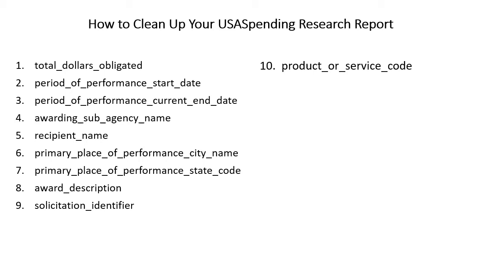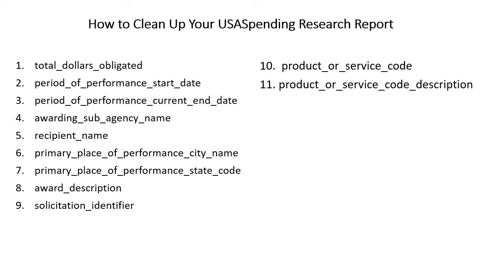10, product or service code, or I should say product service code. They said or, but it's both. Your product service code, your PSC code. You know what that is. I talk about that all the time. That is more accurate than your NAICS code. That describes your actual product or your actual service. So you definitely need that one.